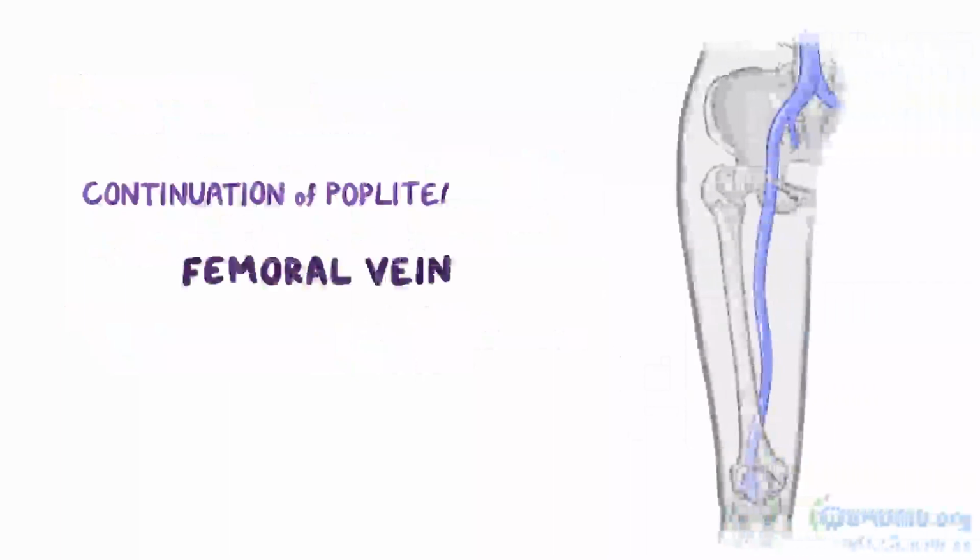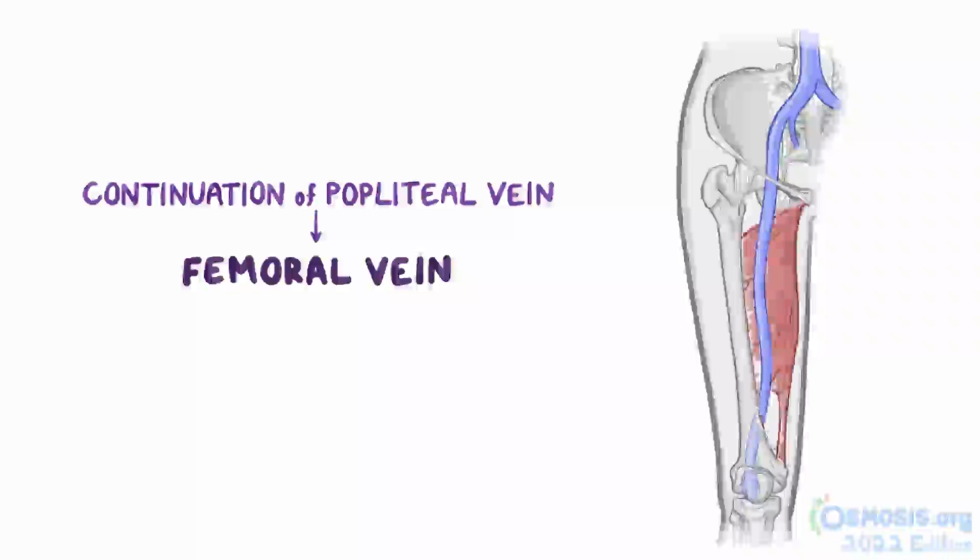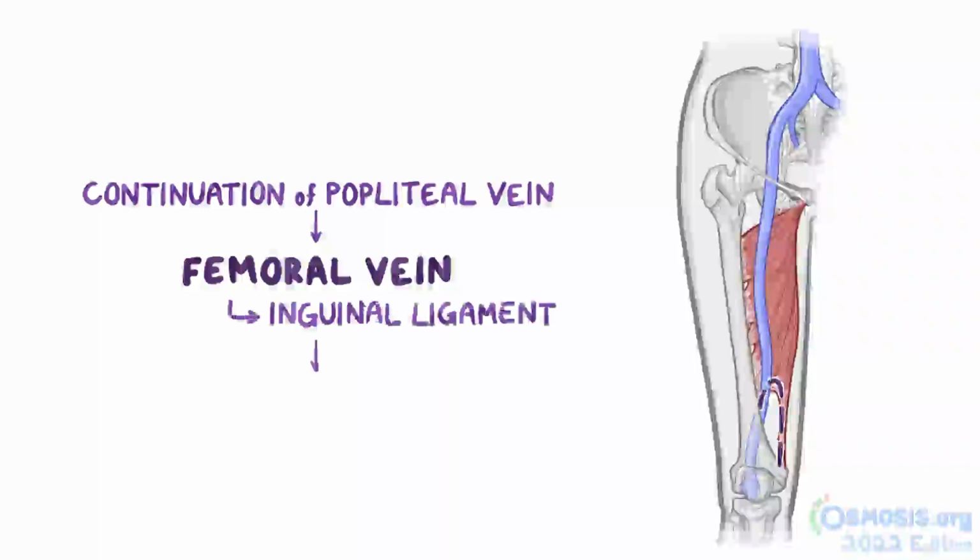Now, the femoral vein is a continuation of the popliteal vein proximal to the adductor hiatus. From its origin at the adductor hiatus, the femoral vein ascends through the adductor canal, mostly posterior to the femoral artery. It then goes on and enters the femoral sheath lateral to the femoral canal and ends posterior to the inguinal ligament, where it becomes the external iliac vein.